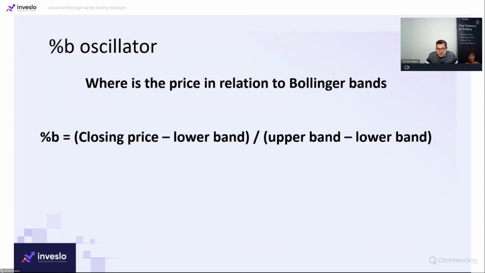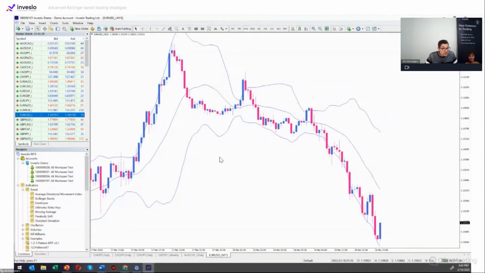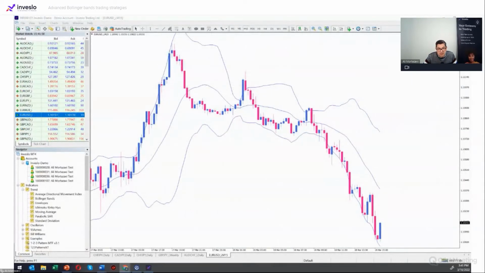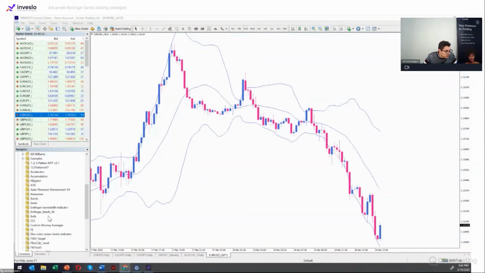So on MetaTrader, they are not on MT4 by default, and you need to download them from mql5.com. I have it almost ready here. You can just search for it, and this is the Bollinger Bands percent B indicator for MetaTrader 4, and you can download it from mql5.com. Maybe you can find it on other websites too. It's free to download. And let's see, where can I find it to put it on the chart? This is the Bollinger Bands 3B.